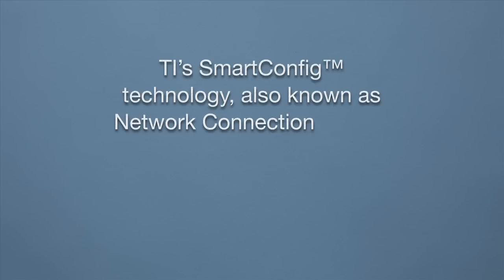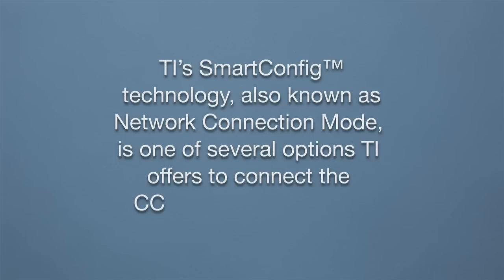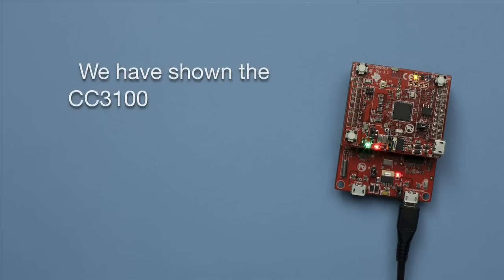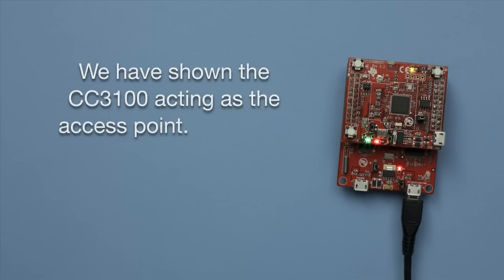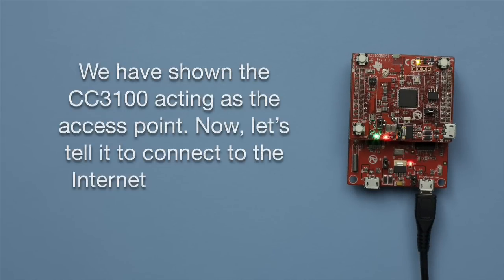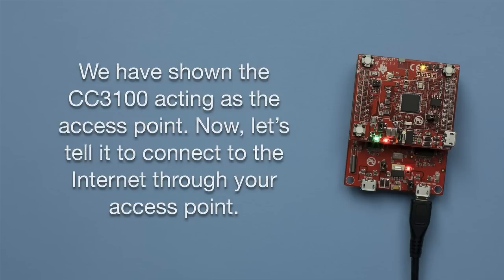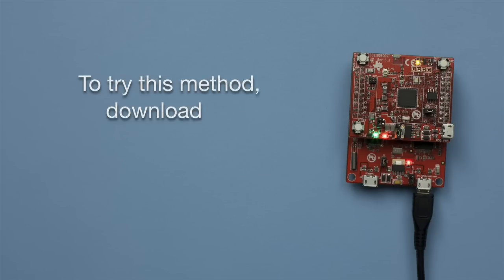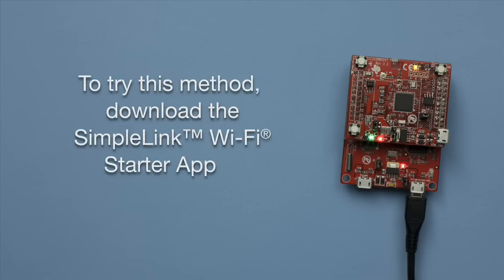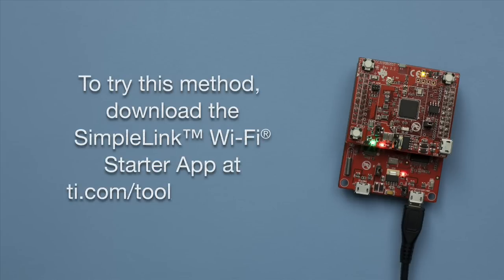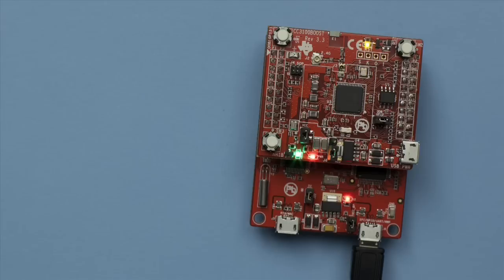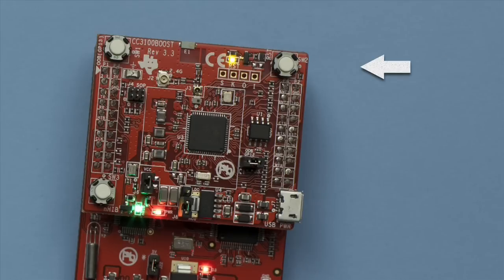TI Smart Config Technology, also known as Network Connection Mode, is one of several options TI offers to connect the CC3100 to the internet. We have shown the CC3100 acting as the access point. Now let's tell it to connect to the internet through your access point. To try this method, download the SimpleLink Wi-Fi Starter app at ti.com/tool/Wi-Fi Starter.